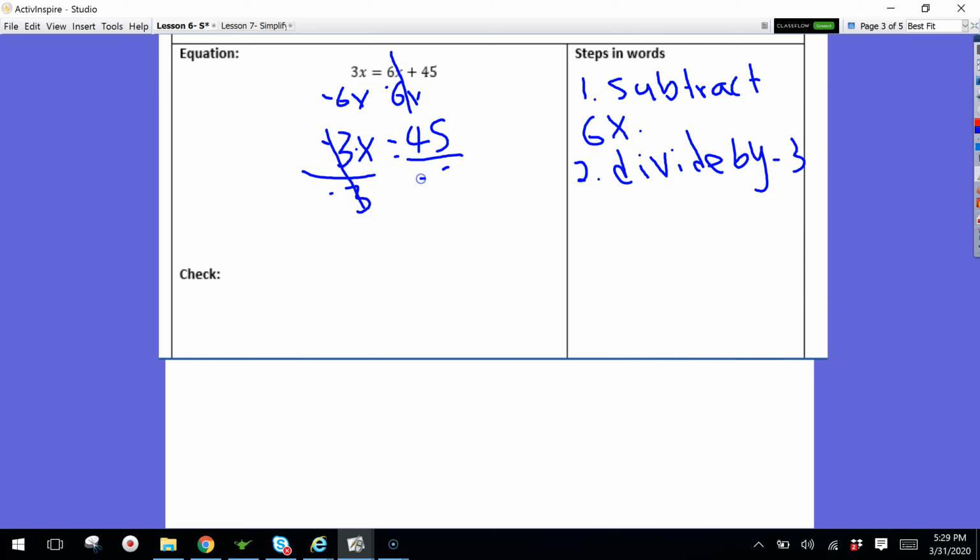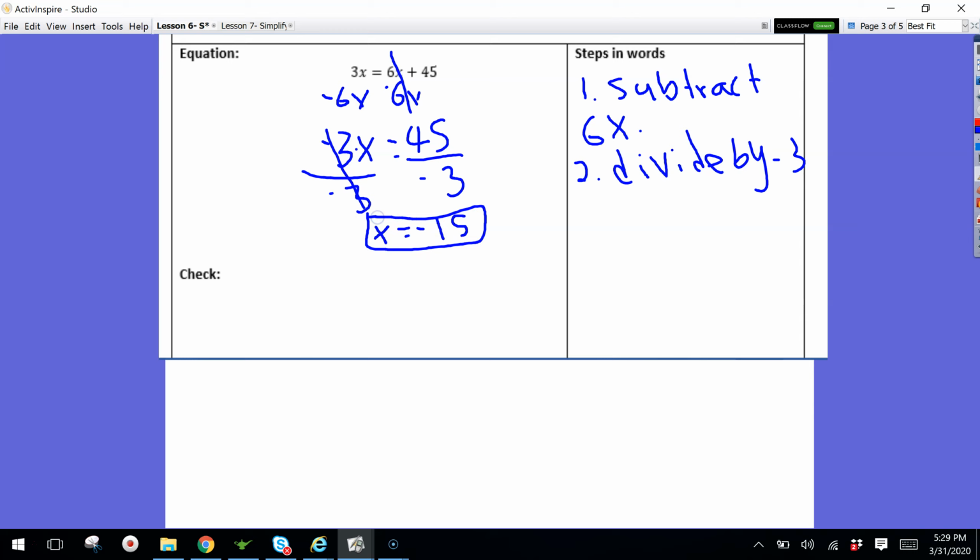On this side, I just want to be clear: whenever I'm canceling with division, it doesn't cancel out to 0 like when I do addition and subtraction. Here this is canceling out to the number 1, because remember I want to find 1x. So I have 1x here, and in this case 45 divided by negative 3 is going to give me negative 15.